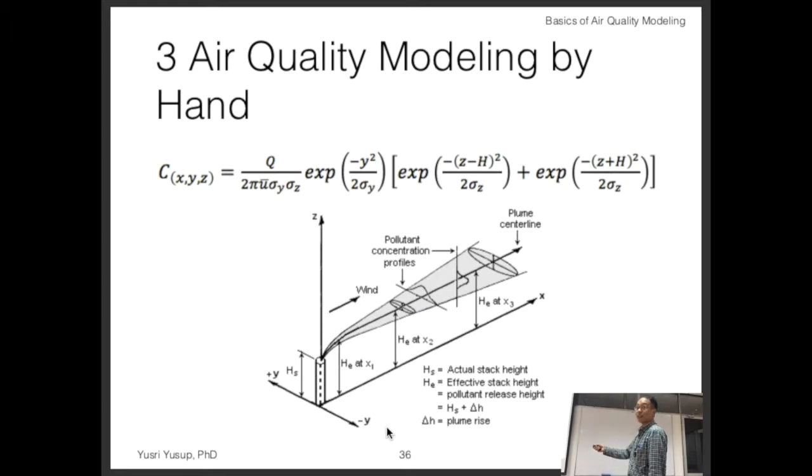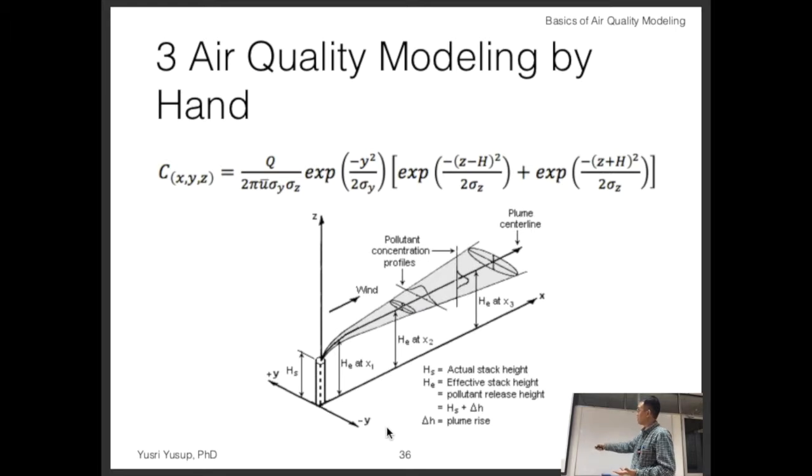Okay, y is the coordinate from the center line of the plume. It can be plus or minus, right? So this one can be negative as well. Divide by y squared. Okay, divide by 2 times sigma y. I explained that just now.